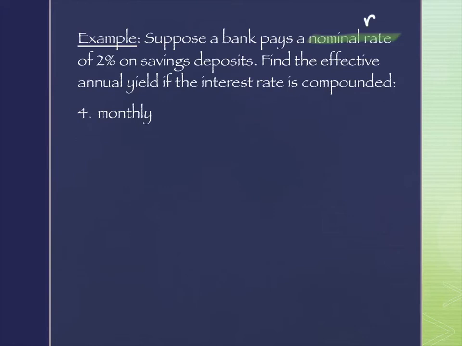We're going to find the effective annual yield, the formula from before, if the interest rate is compounded, and we're going to do the example for monthly. We could just as likely be asked to do it for quarterly or semi-annually or something too. There's nothing special about monthly, it's just the example. So we have y equals 1 plus r over n to the n, just that part of it, minus 1 and times 100%.